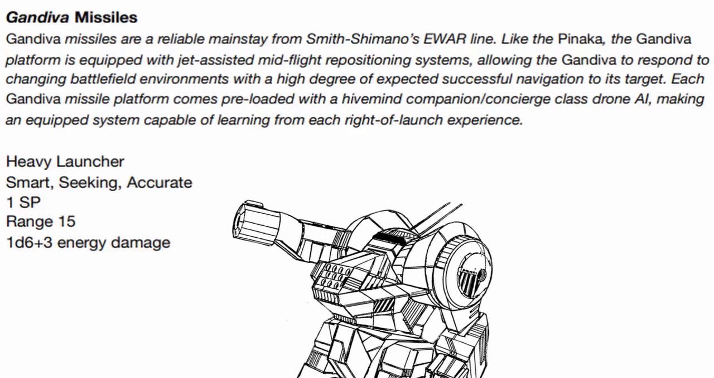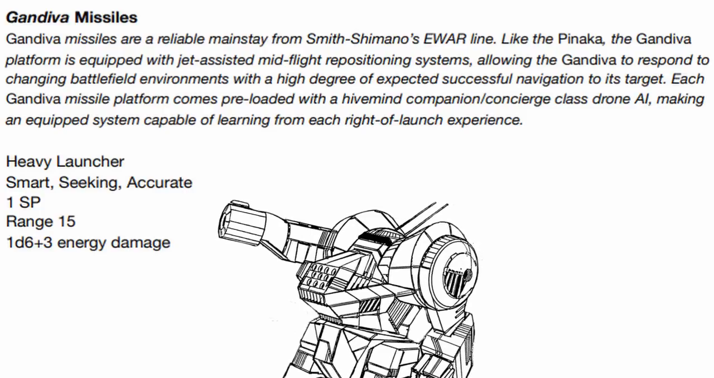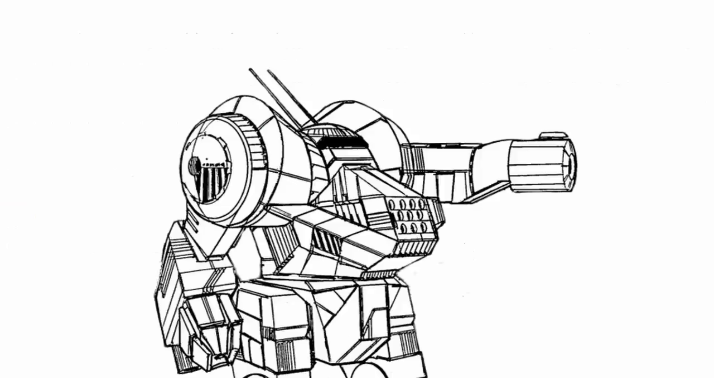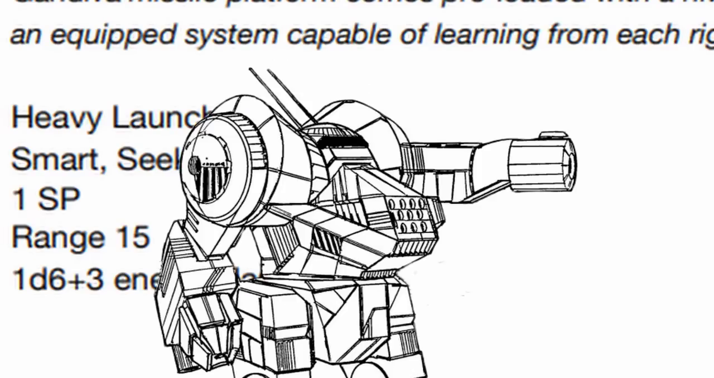Gandiva missiles. Smart, seeking, accurate. It's gonna be hard to miss with this missile and it has a long reach too, dealing damage all the way to range 15. However, you need 1 system point to install it, it's gonna be well worth the price though.